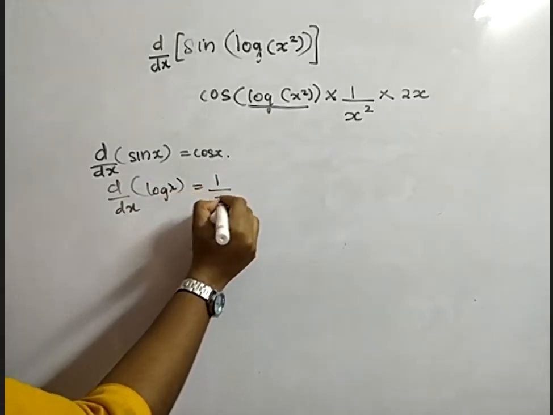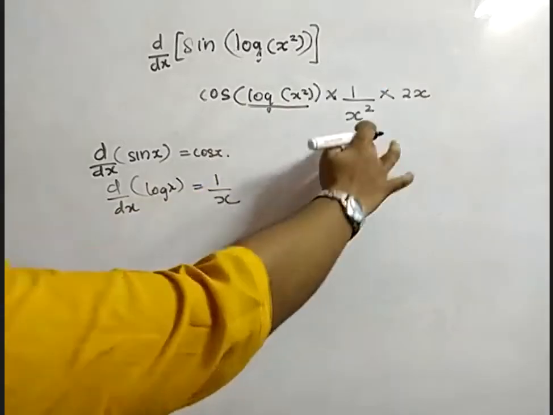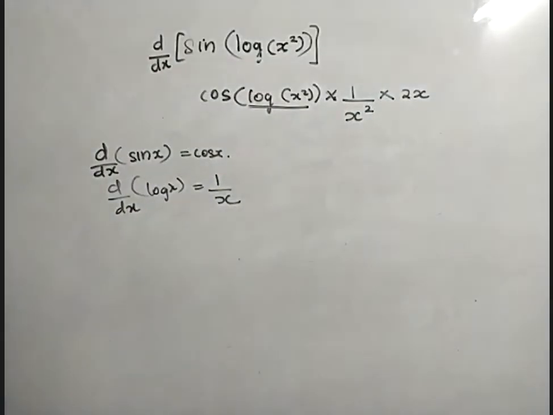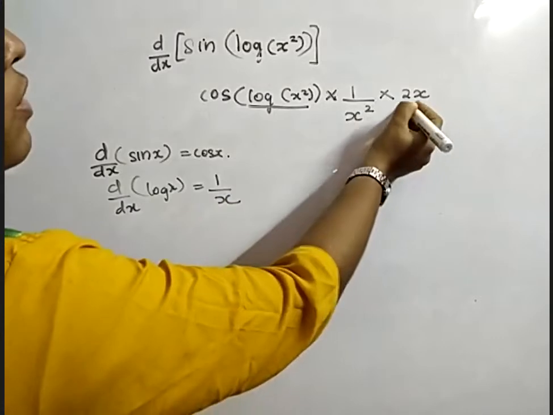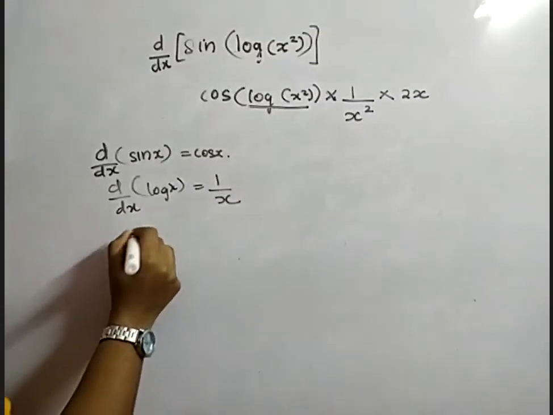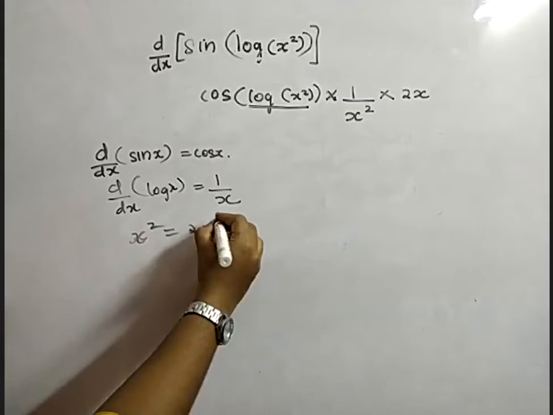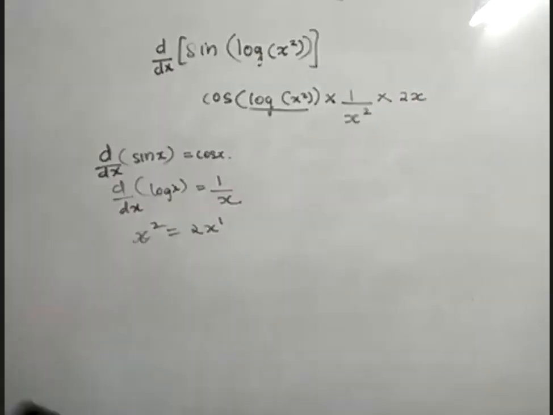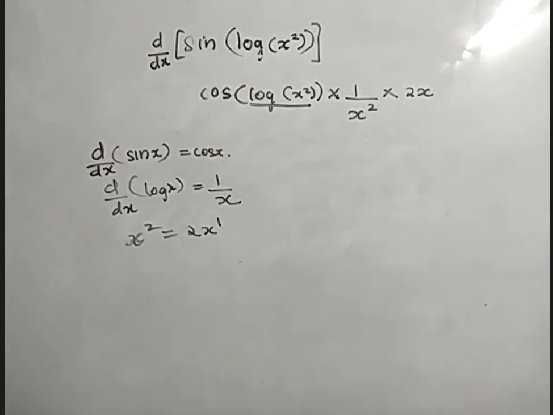It is 1 by x, no? So the derivative of log x square is 1 by x square. Now into the derivative of x square. The derivative of x raised to n is n x raised to n minus 1, so 2x raised to 2 minus 1, that is 2x. So this is how you will apply the chain rule.